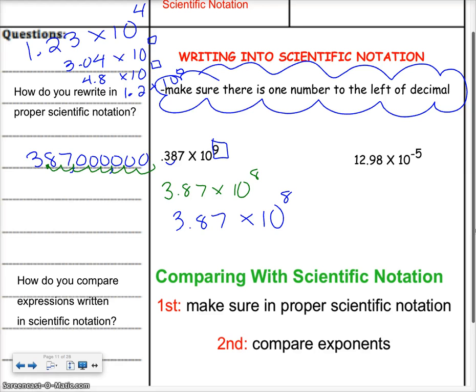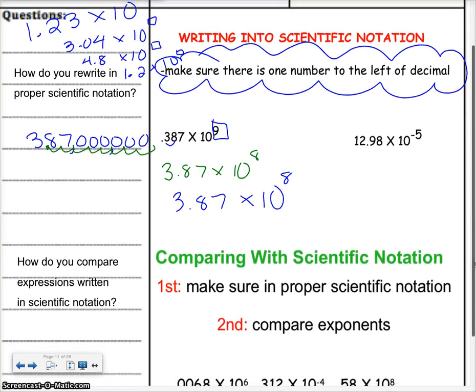I'll show you again. This one: 12.98 times 10 to the negative 5. This is not in proper form. I need one digit to the left of my decimal. How many digits are to the left of my decimal right now? 2. So I need to change it. It has to be 1.298. Now, what changes is your exponent, and you need to figure out what to do to it, because it's not going to be the same.